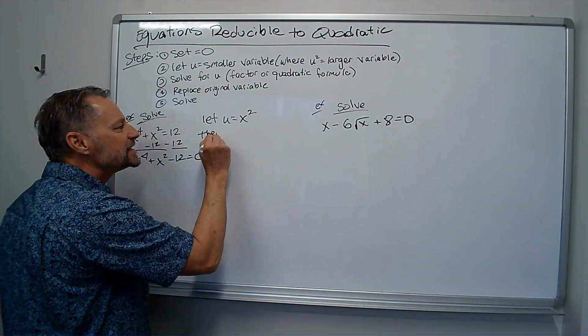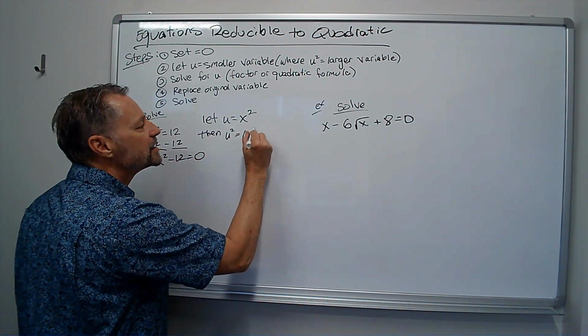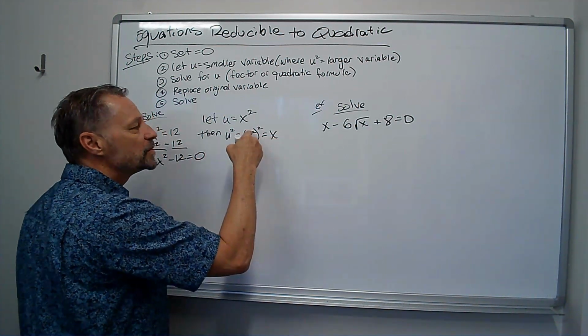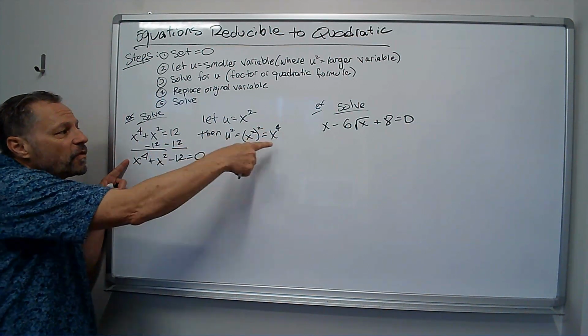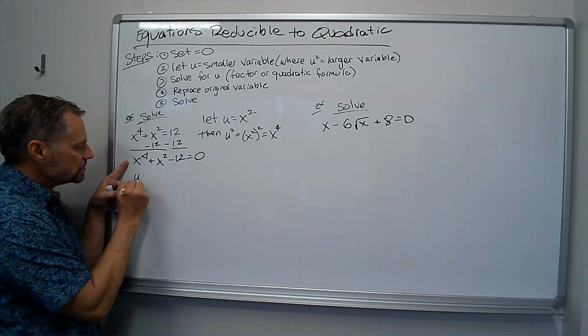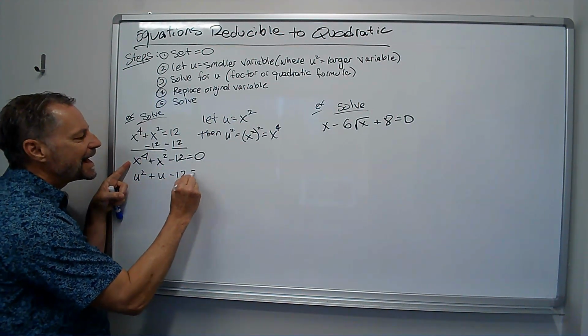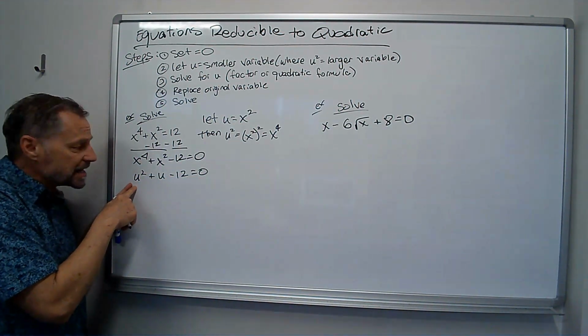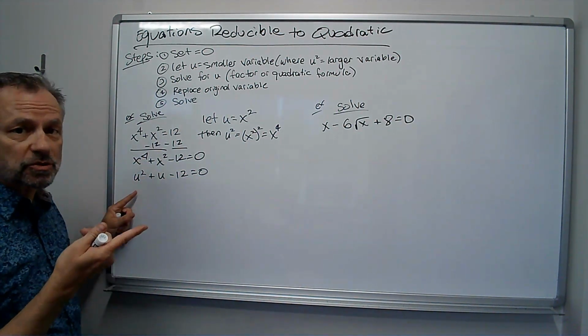So I'm going to let u equal the smaller one, the x squared. Because then notice, if I square that, what's u squared, we may ask? Well, that's going to be x squared squared, which we multiply those exponents, it's x to the fourth. So this x to the fourth is really u squared. This x squared is really just u. And now I actually do have a quadratic because it's just squared.